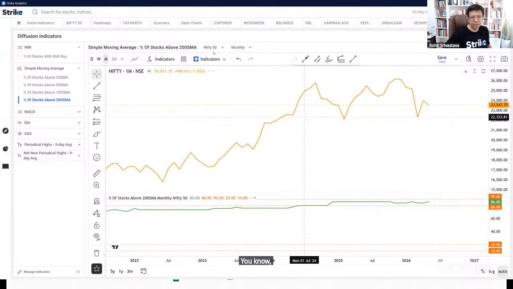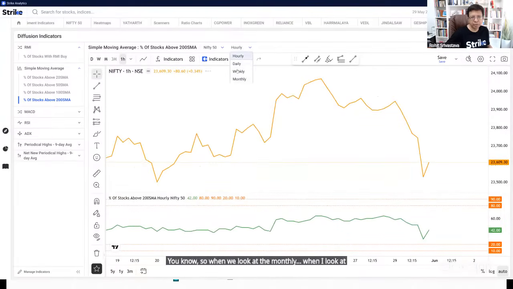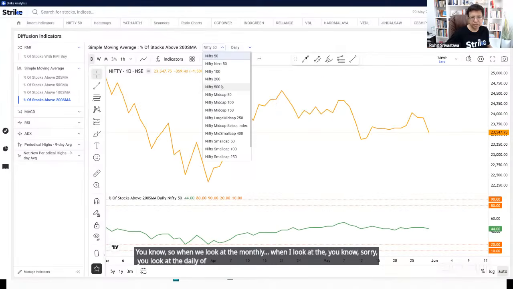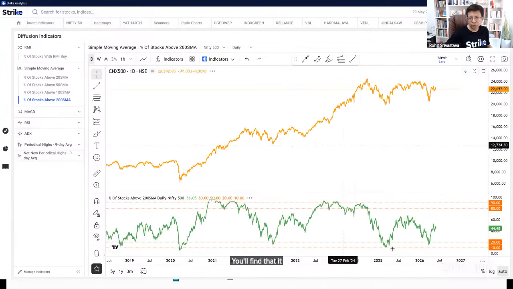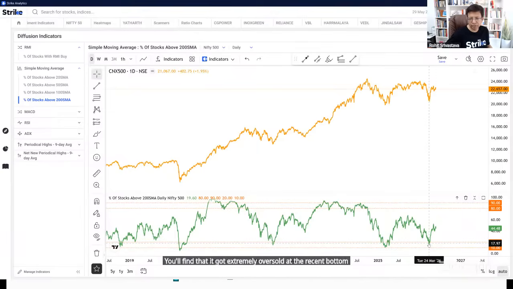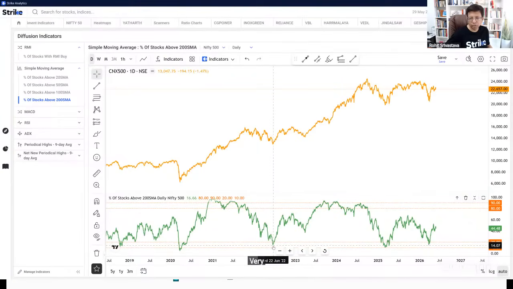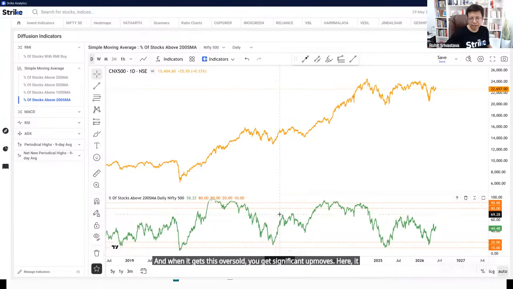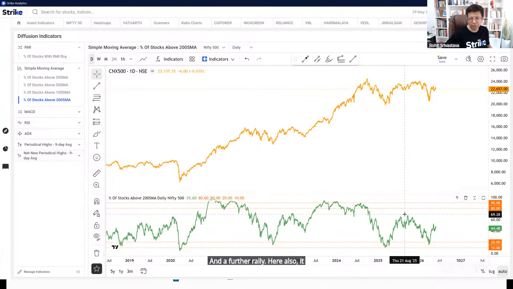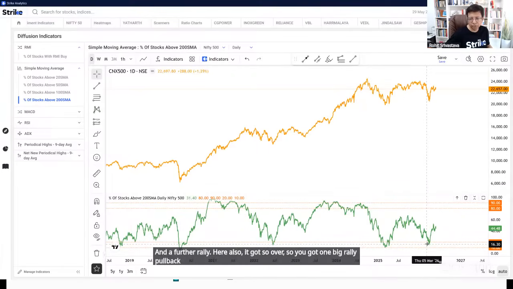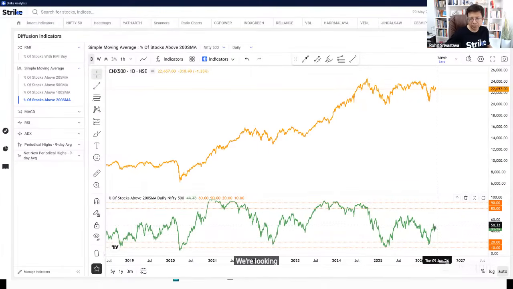So when you look at the daily of this on, say, a Nifty 500 basket, you find that it got extremely oversold at the recent bottom here in March. Very similar to how oversold it got here. And when it gets this oversold, you get significant up moves. Here it was one big rally, then pullback, and a further rally. Here also it got so oversold, you got one big rally, pullback. Again, it's oversold. You're looking at another rally. So can it be over here?